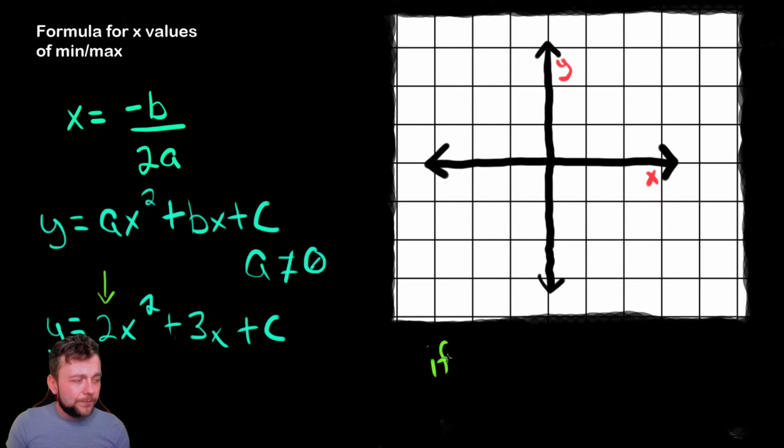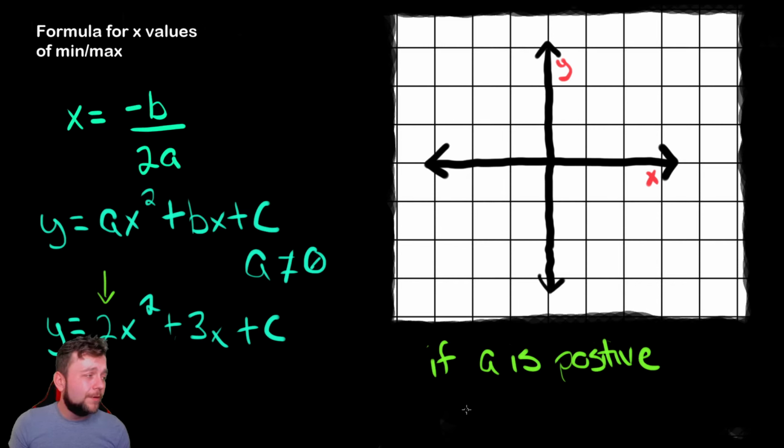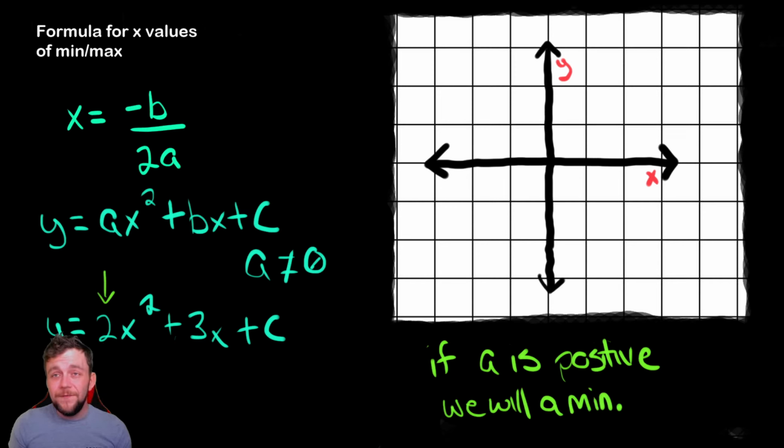So if a is positive, you will have a minimum. Okay? If a is positive, we will have a minimum. So then if it's negative, the opposite is also true. Negative, then you will have a maximum value. Okay?